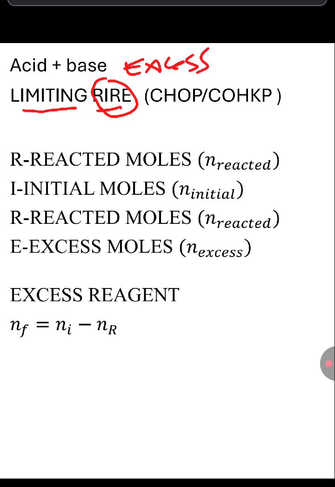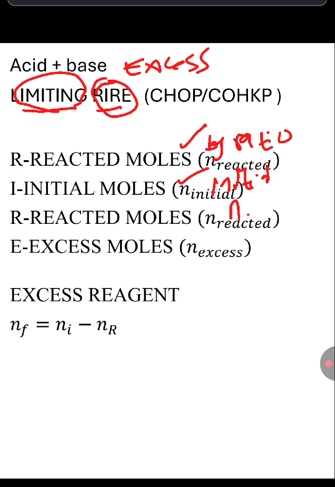So you first find out which one is the limiting reagent. Now you automatically will know what the excess reactant is. Then this information is about the excess reactant. You have to find the reacted number of moles by ratio. Then you have to find the initial number of moles of the excess reactant, then the reacted number of moles, then the number of moles that are in excess. We say Ne or N final.